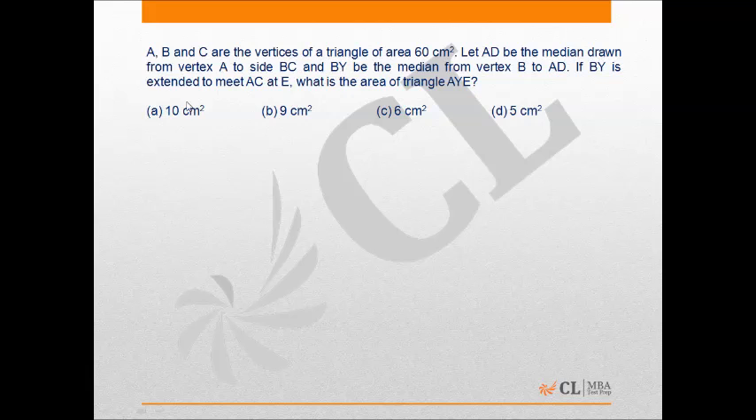Question number 8. A triangle of area 60 cm² is given, and AD is a median drawn from vertex A to side BC, and BY is a median drawn from B to AD. So let us first draw this triangle. Let us assume this is A, B and C, and the area of this triangle is 60 centimeter square.